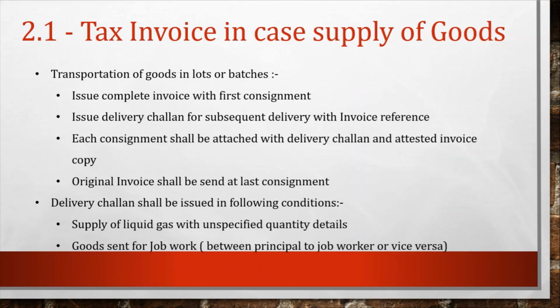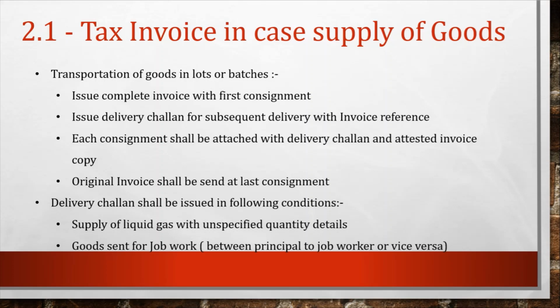2.1 Tax invoice in case of supply of goods. These are some other provisions. Suppose the transportation of goods is made in lots or batches, like a very big crane which is disassembled and kept in separate vehicles. In that case, first of all, a complete invoice will be generated and sent with the first consignment. This is not the original but only a duplicate.